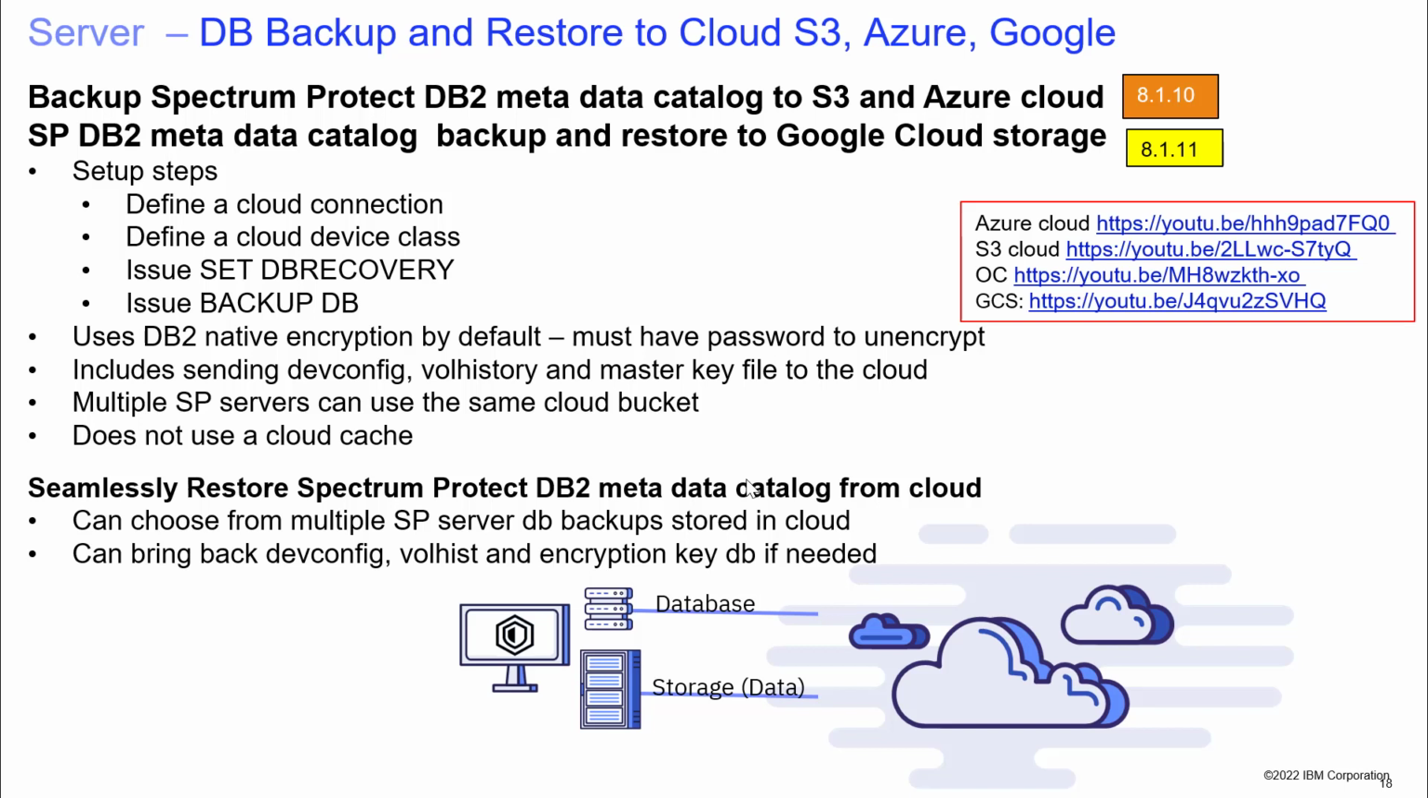And that encryption can also be used if you're sending your Spectrum Protect database backup out, for instance, to the cloud. Another nice thing about when we send our Spectrum Protect database backups out to the cloud is we will also send those key files that I talked about, as well as our dev config files and volhist files out as well, so that everything will be present if you did have to do a disaster recovery of your Spectrum Protect server.